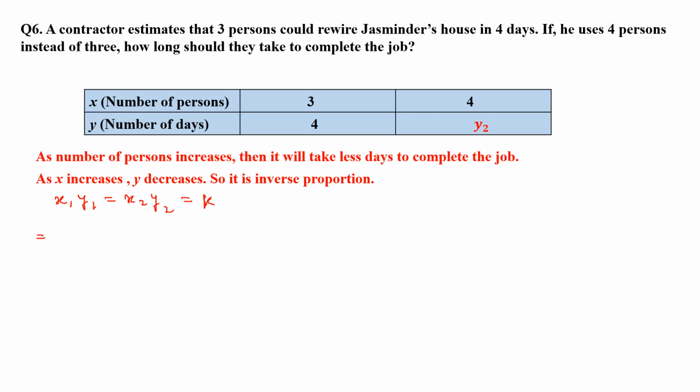So from here I can write 3 into 4 is equal to 4 into y2. So the value of y2 will be, I'm transposing 4 to the other side, so 3 into 4 divided by 4. 4 and 4 cancel. So it will take 3 days to complete the job.